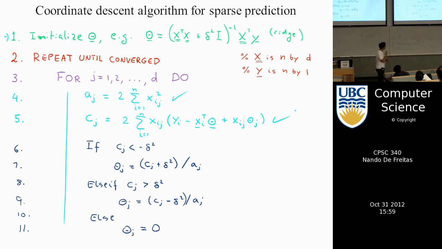But you can't escape, and then you'd be able to pre-compute x times y, but you would not be able to escape computing c at every iteration, because c keeps changing.